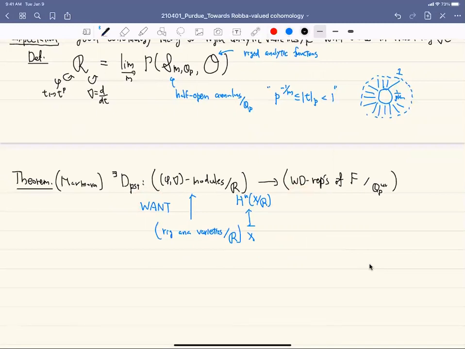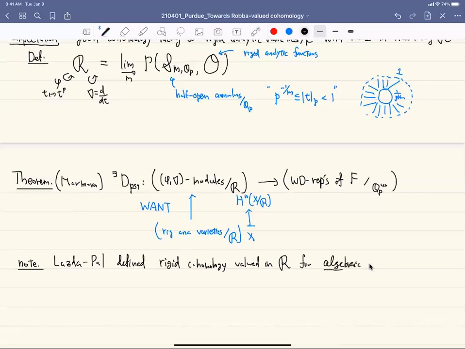And then let me just make a quick comment. There is a preceding work, namely by Lazda and Pál. If you are working on algebraic varieties in characteristic p, p-adic cohomology doesn't behave well, but we still have a good cohomology theory called rigid cohomology. Actually, Lazda and Pál constructed a rigid cohomology valued in this Robba ring for algebraic varieties.